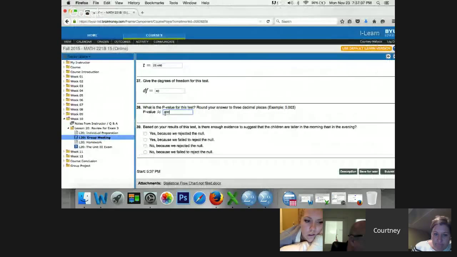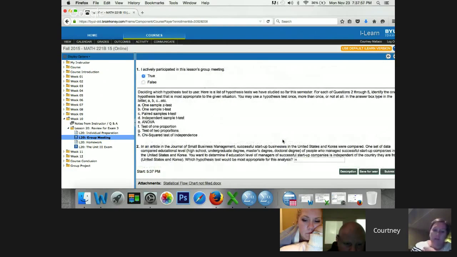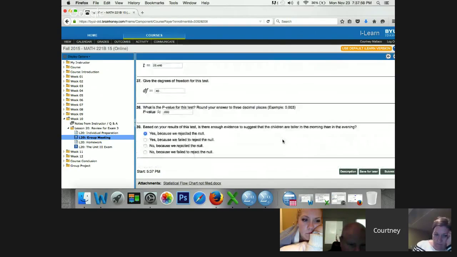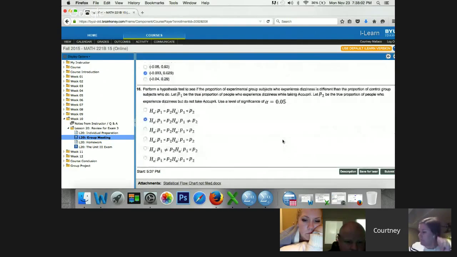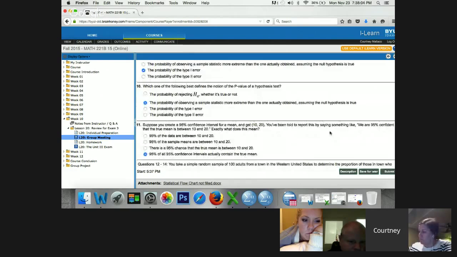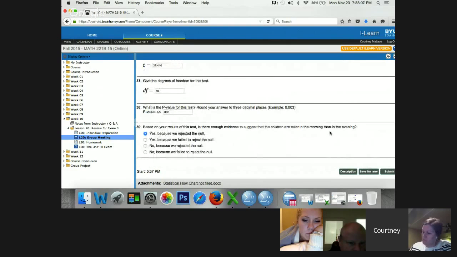Okay. So the P is low, so we reject the null and say that there is sufficient evidence. So yes, because we reject the null. Yep. So the top one. What was the p-value again? Sorry. 0.000. Yep. And based on our results, yes, because we reject the null. Yeah. Correct. So you guys got?